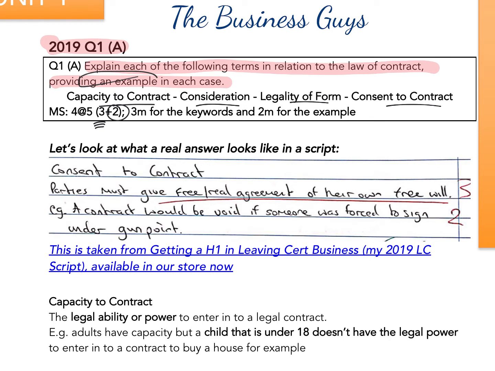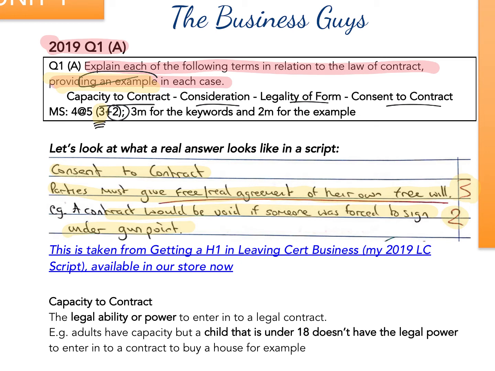Let's have a look. This is actually my script from 2019 when I sat the paper, getting a H1 in Leaving Cert Business. And let's have a look at how quickly you can get marks if you just write good information. Parties must give free, real agreement of their own free will. So I'm talking about consent to contract, and I'm picking up 3 marks for my keywords. Then we just need to provide an example, as it says up here, e.g. a contract would be void if someone was forced to sign under gunpoint, and you're getting 2 marks. So I've written just over 2 lines there, and I'm picking up full marks for that.